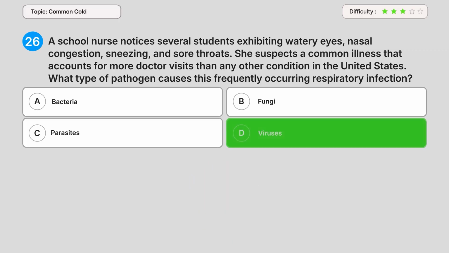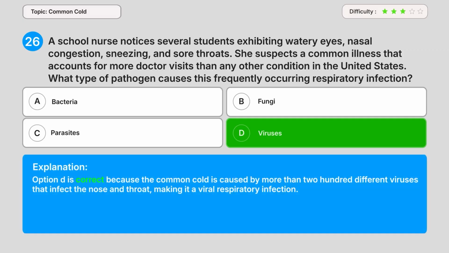Correct answer, D. Viruses. Explanation: option D is correct because the common cold is caused by more than 200 different viruses that infect the nose and throat, making it a viral respiratory infection.